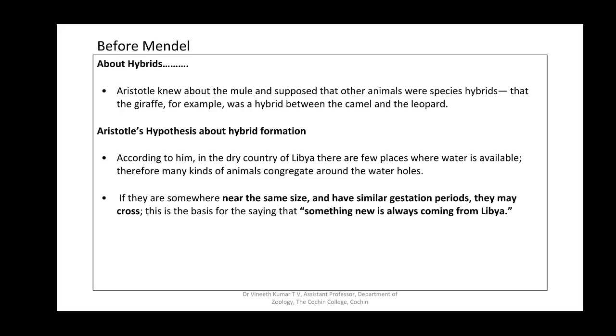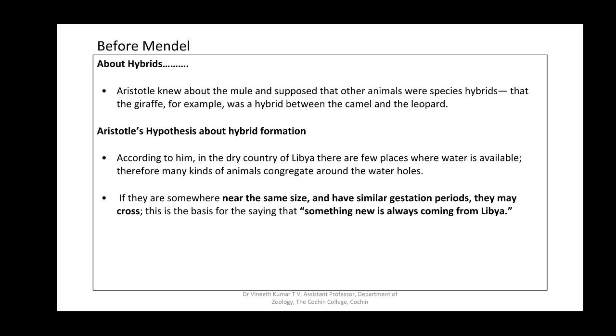Aristotle considered the giraffe a hybrid of a camel and a leopard, because it looked similar to a camel, and because of the spots, etc., it resembled a leopard. So he suggested that a giraffe is a hybrid of a camel and a leopard. And he also put forth a hypothesis about how hybrids form. Aristotle believed that hybrids arise from Libya.